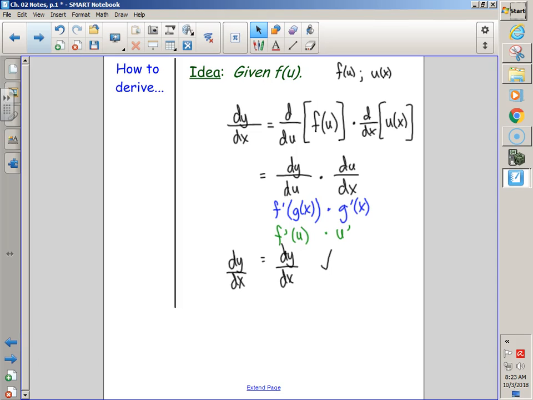I would need f prime of u, if I was to use the green notation. I would need f prime of u times u prime. F prime is who's on the outside? Sine. Take its derivative. Cosine. Keep the u. But don't stop there. You got to peel off the side. Say, okay, who's inside? 6x. And who's 6x's derivative? It's as easy as that.